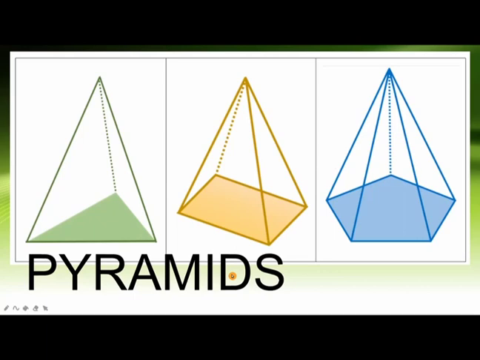A pyramid is a polyhedron such that the faces are triangles which have a common vertex. If you say polyhedron, it is a three-dimensional figure with flat polygonal faces, straight edges, and sharp corners. The triangular faces are called lateral faces.